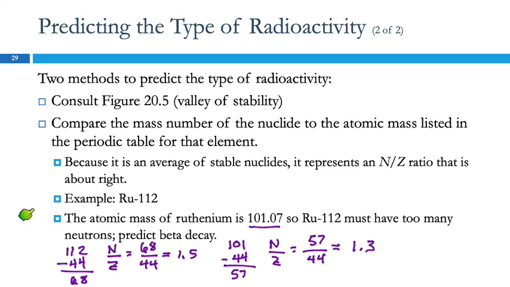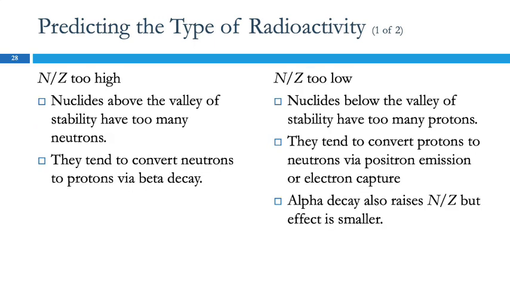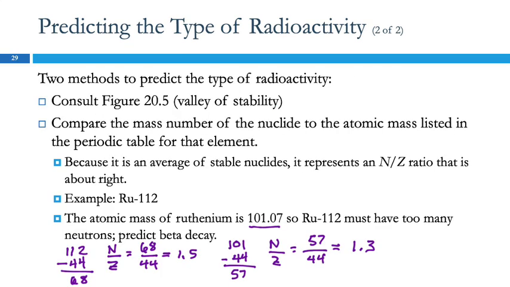So for ruthenium-112, we can calculate the number of neutrons, divide by the number of protons, and see that this is 1.5. So that's higher than what's good for ruthenium. So it needs to decay in a way that it comes down on that graph. So that's going to be getting rid of neutrons. So N to Z is too high. They tend to convert neutrons to protons by beta decay. Any questions?